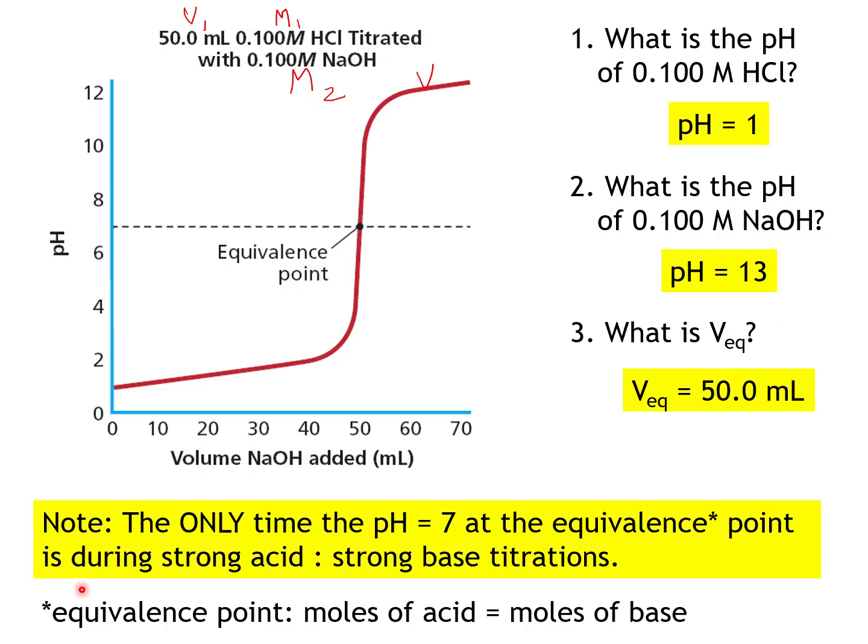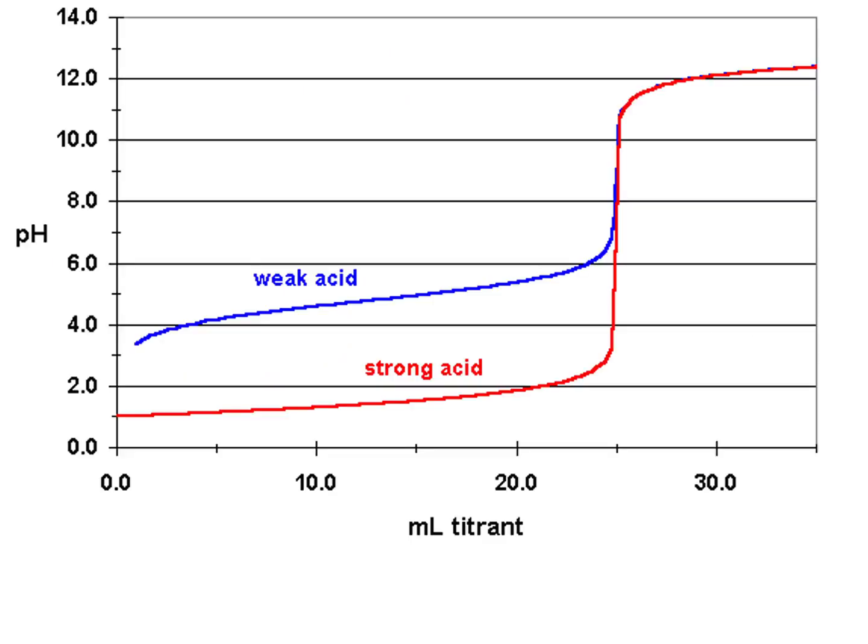Now the pH at the equivalence point is a good indicator of whether you have a strong acid or a strong base, or a weak acid or a weak base. The only time it's equal to 7 at the equivalence point is when you have a strong acid, strong base titration. So here we have a comparison between the weak acid and the strong acid.